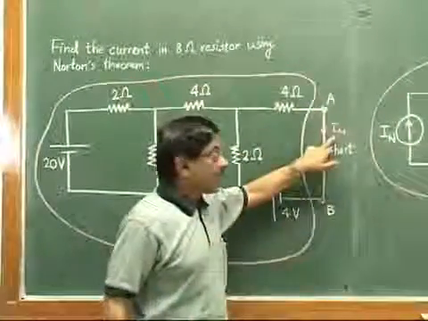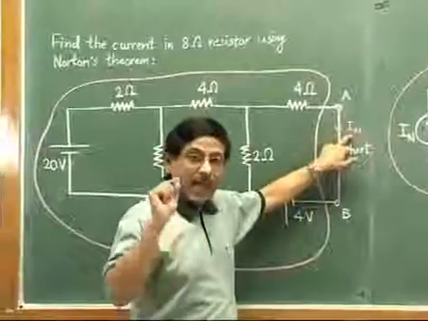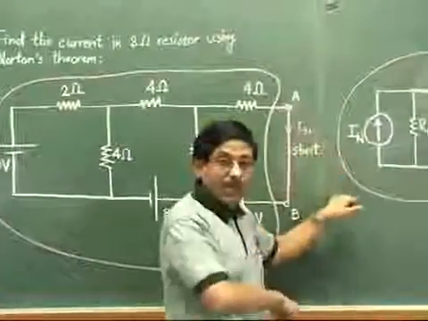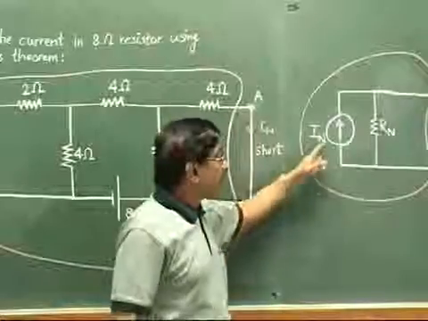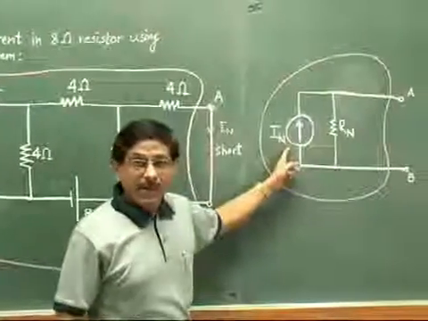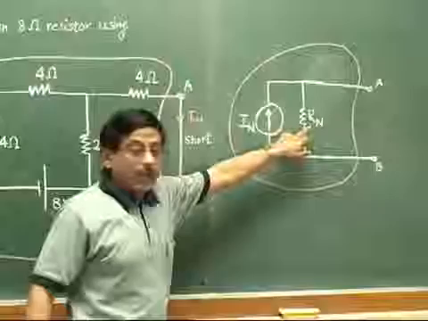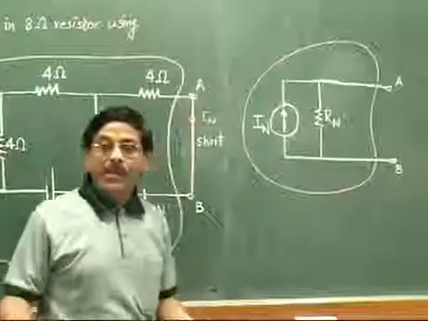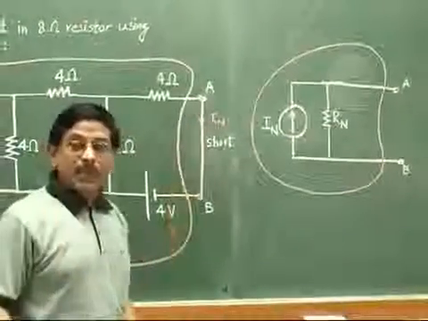And once we calculate that value, we call that value as IN, and in this equivalent circuit we will show that IN value as our equivalent current source. And second thing, to calculate RN, it will be the same thing as we did while using the Thevenin's theorem.